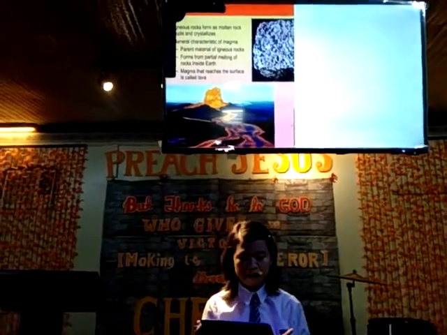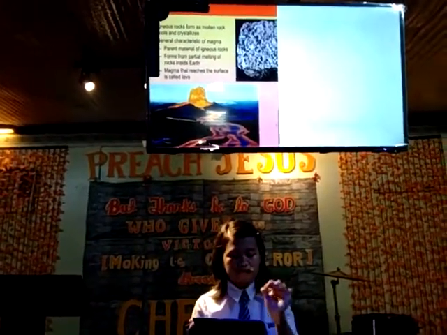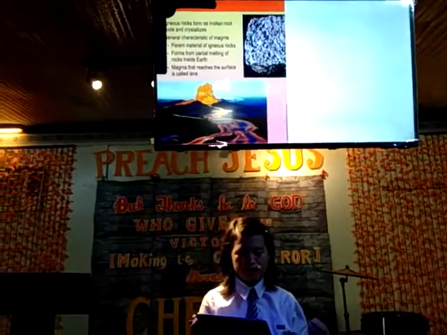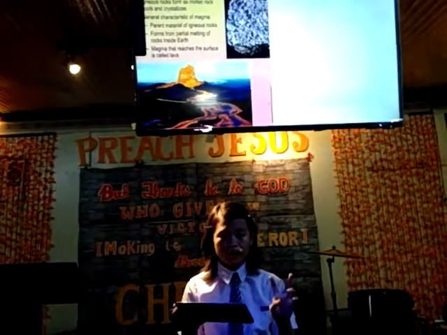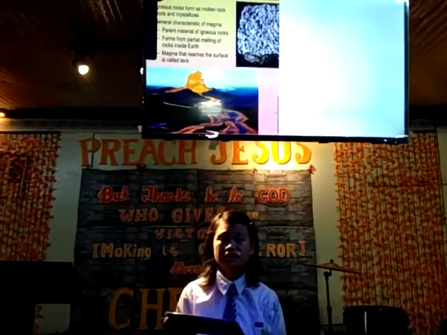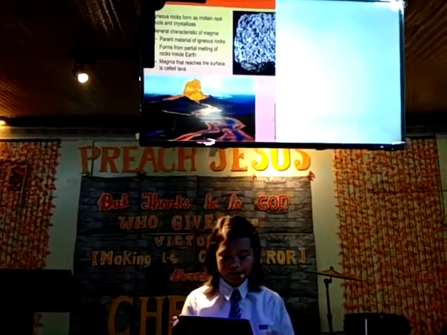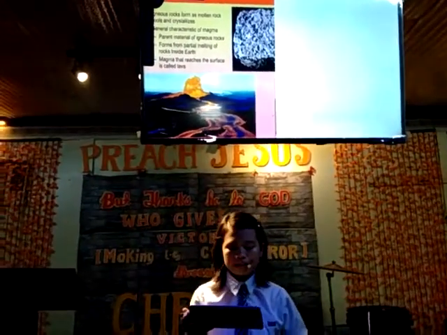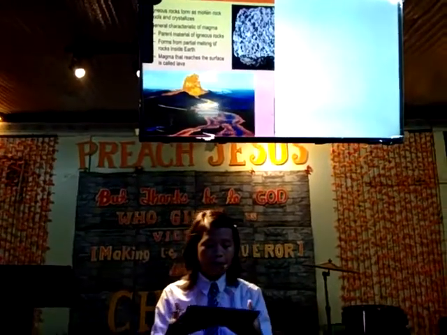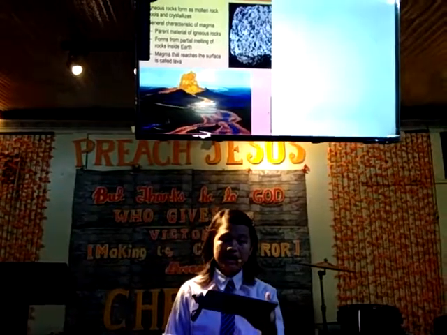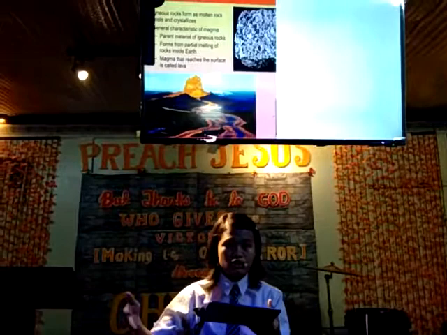General characteristics of magma. Parent material of igneous rocks form from partial melting of rocks inside the earth. So there's a melting, there's a cooling. The word for igneous rock is solidification, or the cooling of magma or lava inside the earth's crust. Magma that reaches the surface is called lava. So what I said earlier, magma is under or beneath the earth's crust, and when it reaches the surface or the seabed, that is called lava.